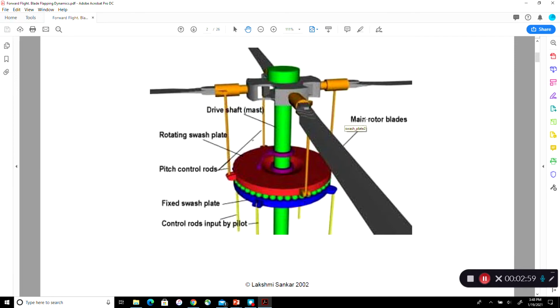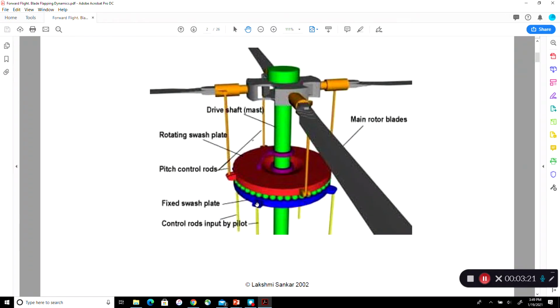It could be collective pitch. That means all the blades have the same rotation. That's what happened in hover. Every blade had the same theta or theta naught. We didn't have to do anything different. Or it could be cyclic pitch, where each blade not only has a fixed part theta naught, but it also has a sinusoidally varying pitch control.